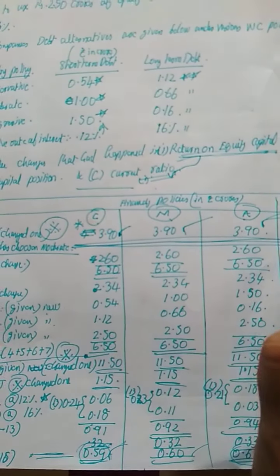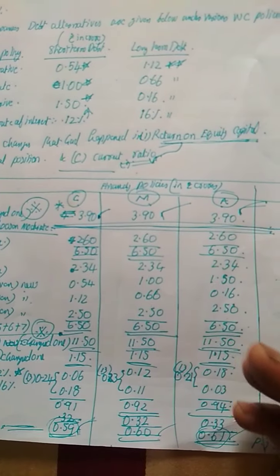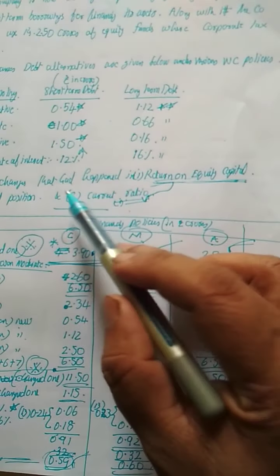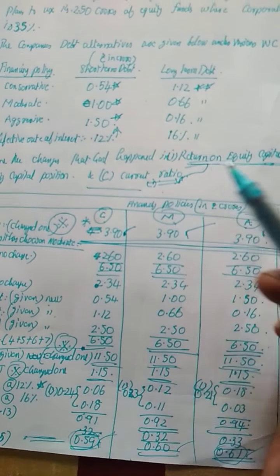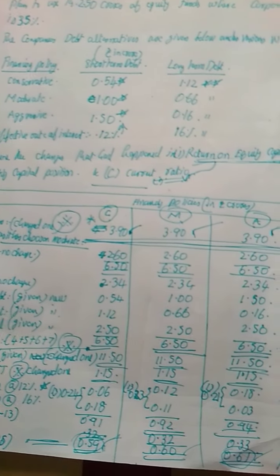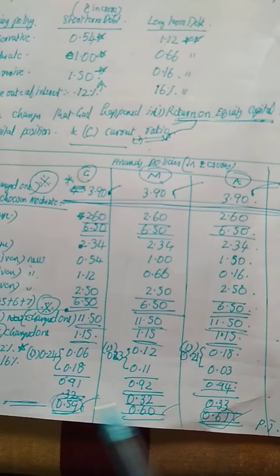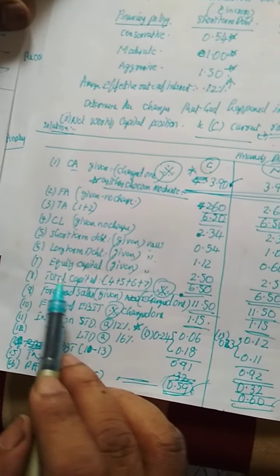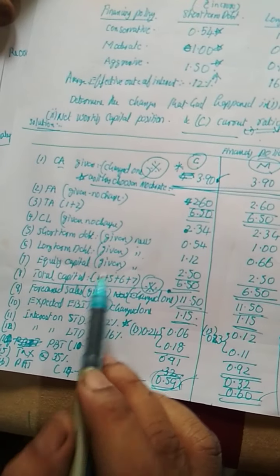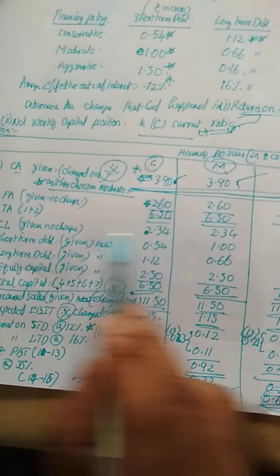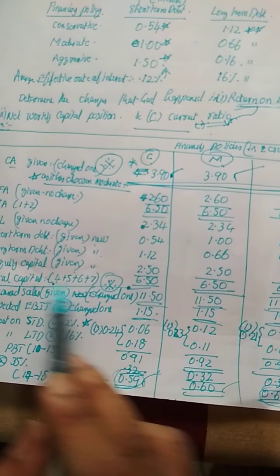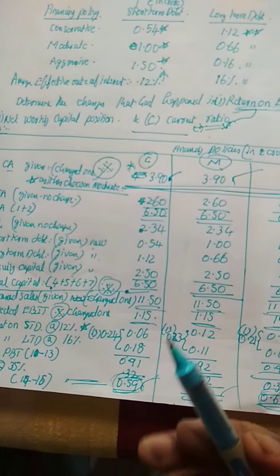They are testing what happens to the return on equity. Okay. So that is what they had asked. What are the changes that had happened in the return on equity, net working capital and current ratio position? Other calculations are same. Only thing is that here long-term debt and short-term debt is given and equity capital is given, so that we will get the total capital of the organization. That is the change which we are doing.